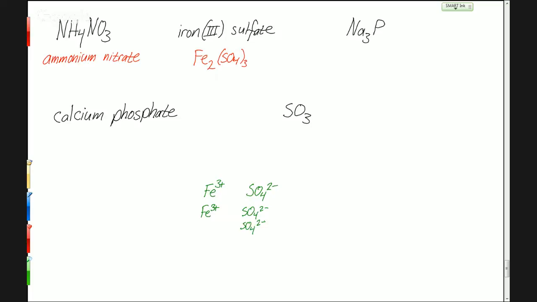All right, what about Na3P? Right, that one's going to be sodium phosphide, not phosphate, right? That's the next one. That's different. If it's just an atom by itself, it ends in -ide, like phosphide, chloride, sulfide, oxide.